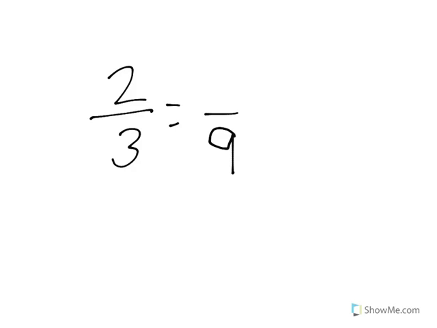Let's take it a step further. This is an equivalent fraction with a missing number. I need to figure out what this missing number is. So, to figure out the missing number, I look at my denominators. I have a denominator here, and I have a denominator here. Remember that to find an equivalent fraction, we multiply the first fraction to give us our equivalent one.